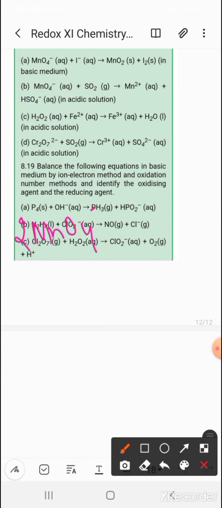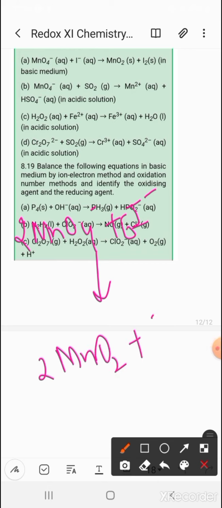2MnO4 negative plus 6I negative is giving you 2MnO2 plus 3I2, because we multiplied by 2 for manganese and by 3 in the case of I. Now the species which are undergoing change are balanced.